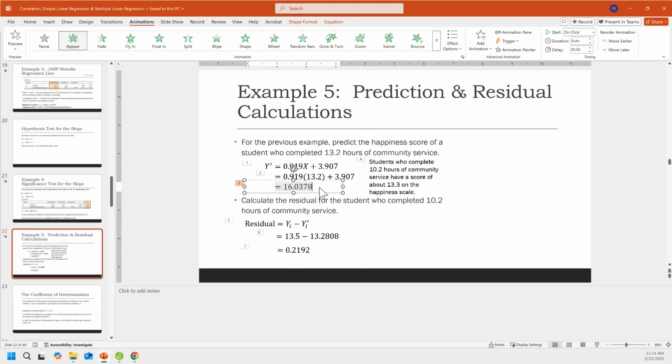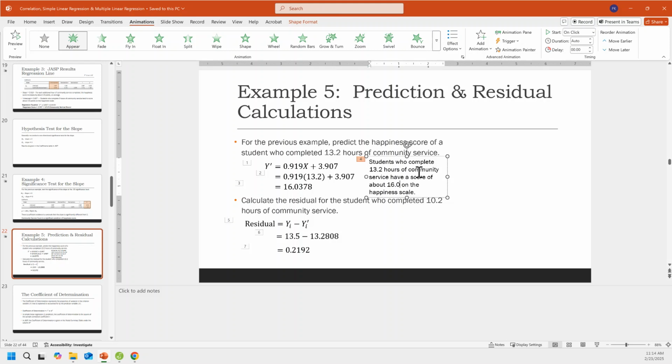16.0378. I'm going to do that one more time in my calculator to make sure that I did not make a mistake. And that is the value that I get, right? So this means that a student who spends 13.2 hours completing community service has a score of 16.04. If I round that to the nearest tenth place, we have a score of 16 on the happiness scale.